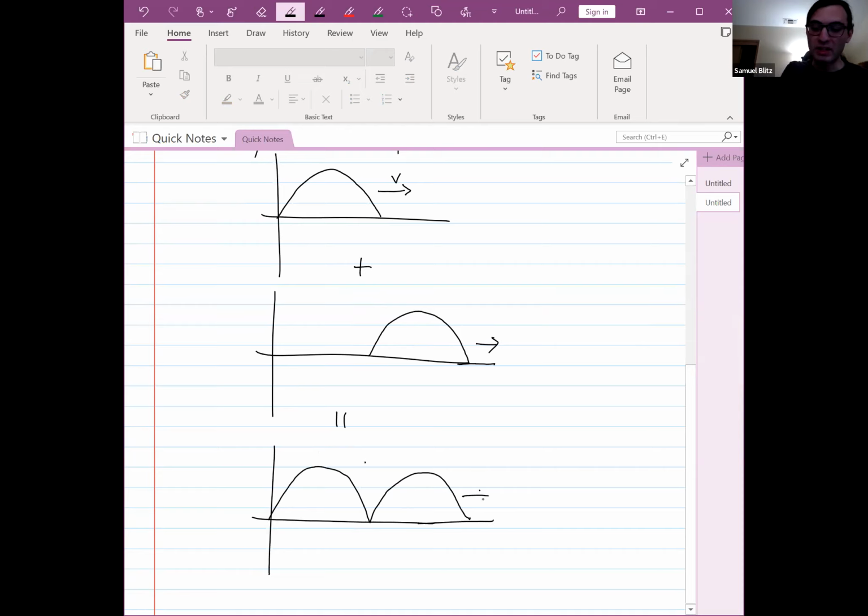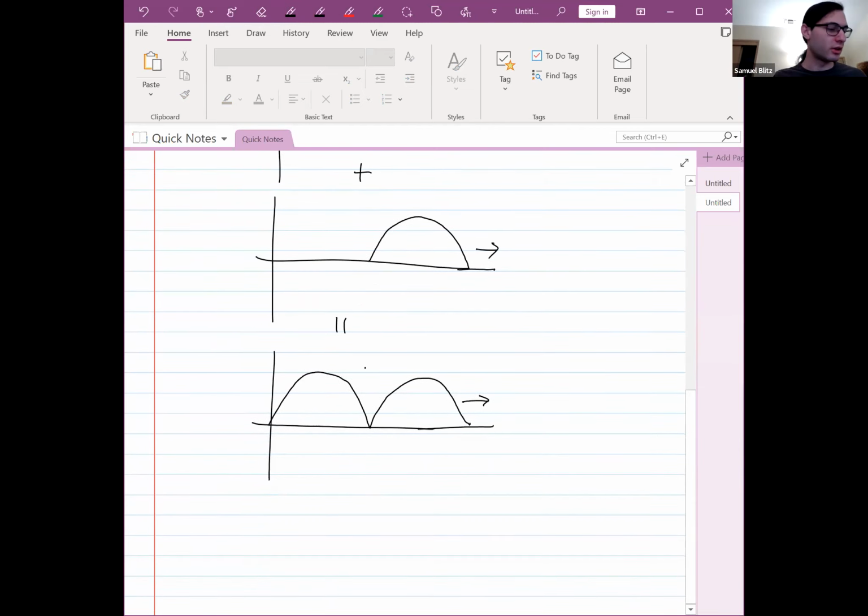I just added them up, and now the whole thing moves to the right. So that's actually not a stupid question. It's a question that I was going to answer. But the point to make is waves have to be of the same type in order to superpose. Meaning that, generally, one-dimensional and two-dimensional waves will be of different types.